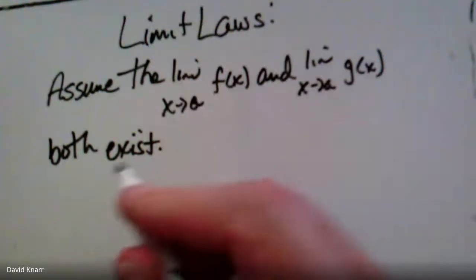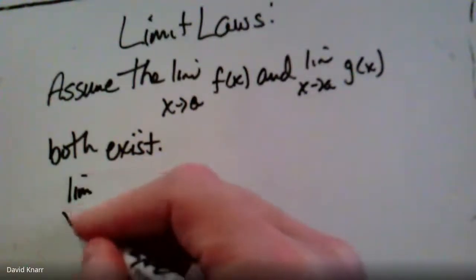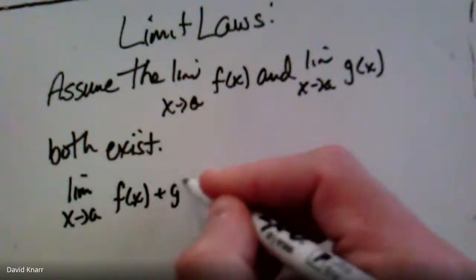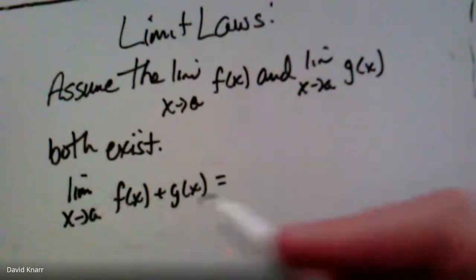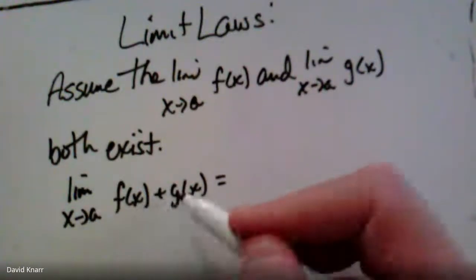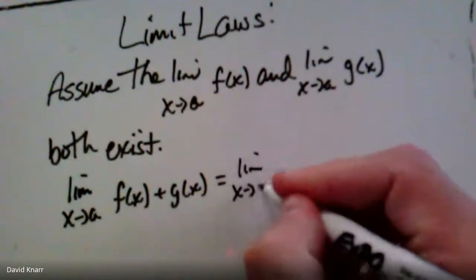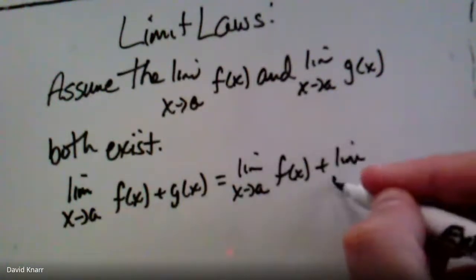All right, so let's talk about a limit law. Here's a good example, a simple example of a limit law. A limit as x goes to a of f of x plus g of x. So if I want to find the limit as x approaches a of the sum of two functions, I can do that by finding the sum of the limits.